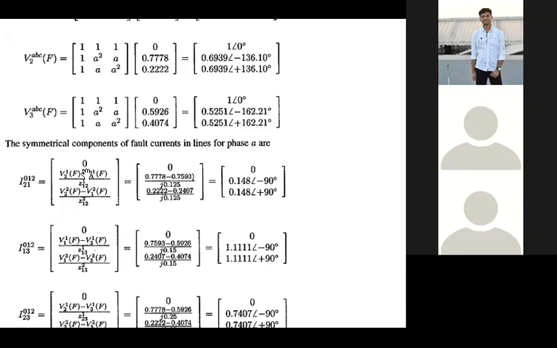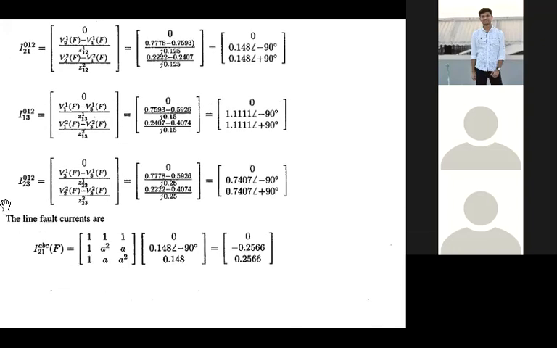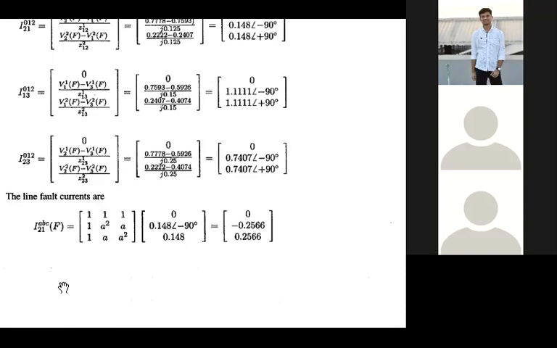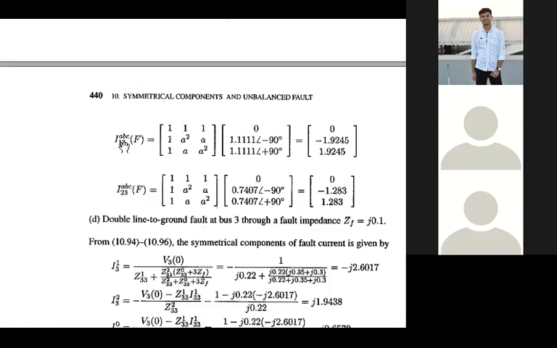Be careful about the line to line current equation. When you deal with line to line current, the first term will be 0 for all scenarios. Line fault current, okay. Then in the ABC domain, the same process applies for all the line currents in the ABC domain.